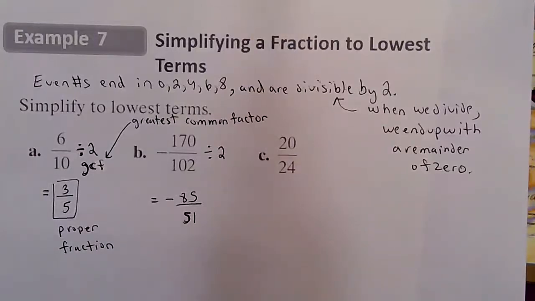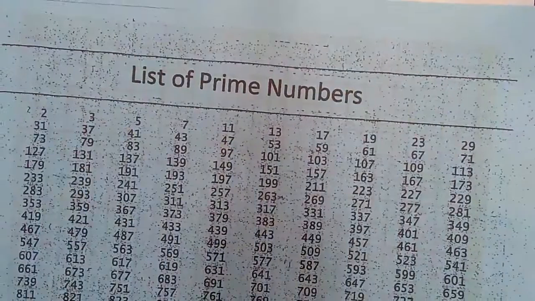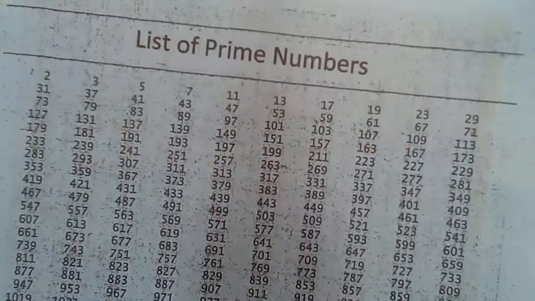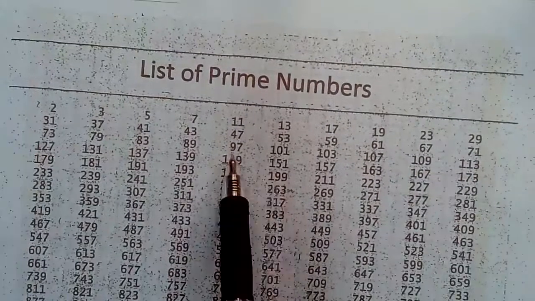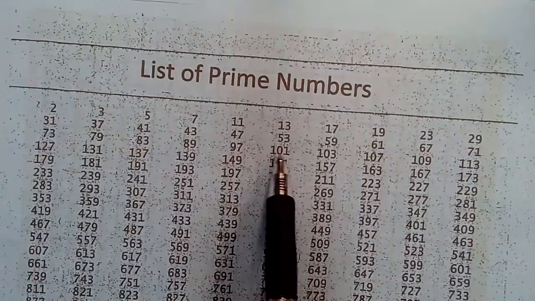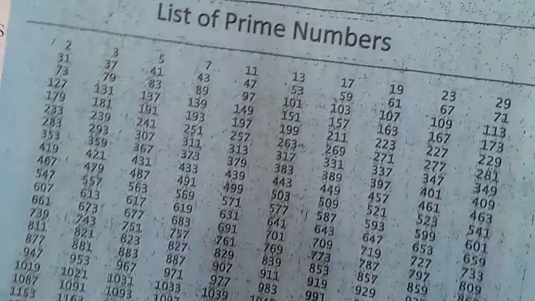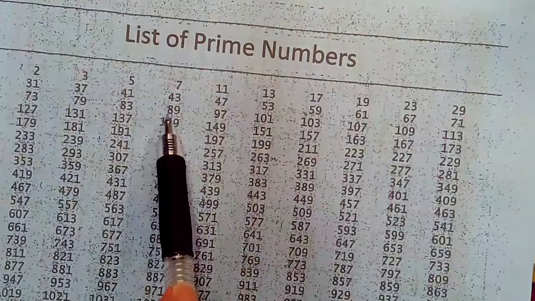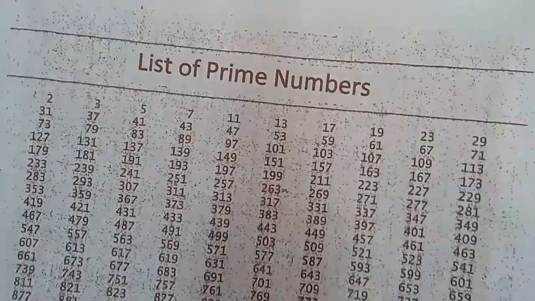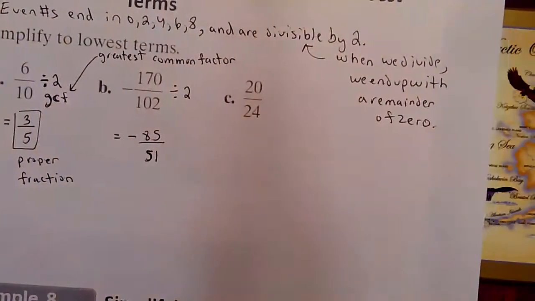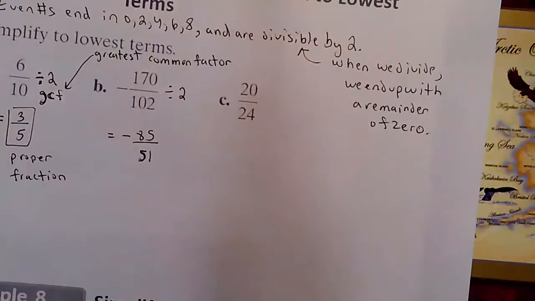And let's see. Sometimes I use a list of primes. I have this list of primes here. If I look at 51, see if it's on there. 51's not on there. See how it jumps from 47 to 53? That means it's not a prime number. So that means something does go into 51. Also, 85 is not on here. See how it jumps from 83 to 89? So that means 85 and 51 are not prime. So something does divide evenly into 85 and 51.